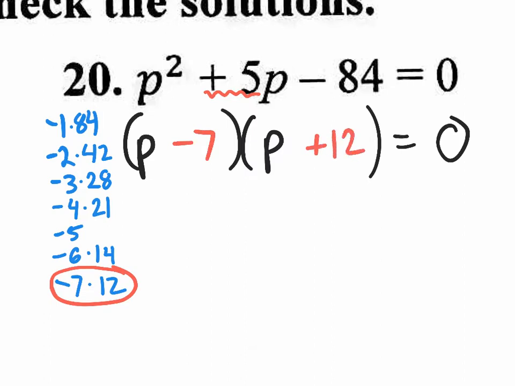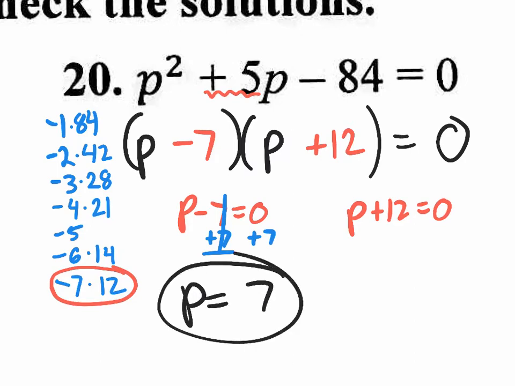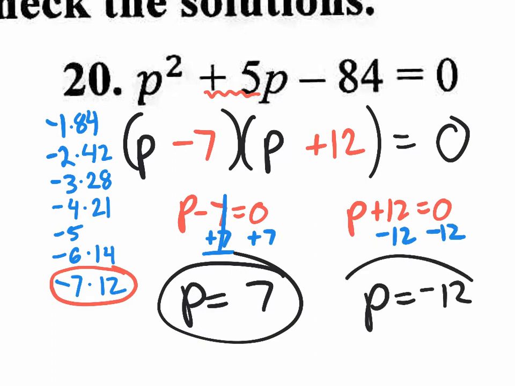So we have factored. After that, you split it. P minus 7 equals 0. P plus 12 equals 0. And then you solve them. Plus 7, plus 7. The answer is P equals 7. And then over here, minus 12, minus 12. The answer is P equals negative 12. Those are your 2 answers for number 20.